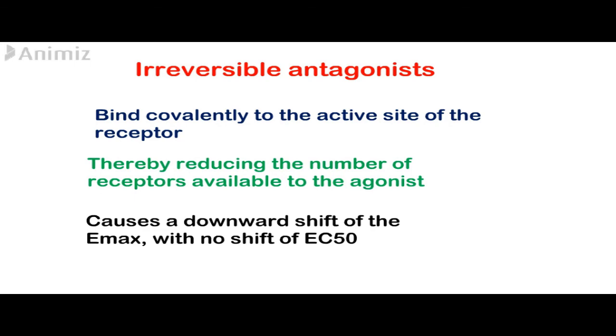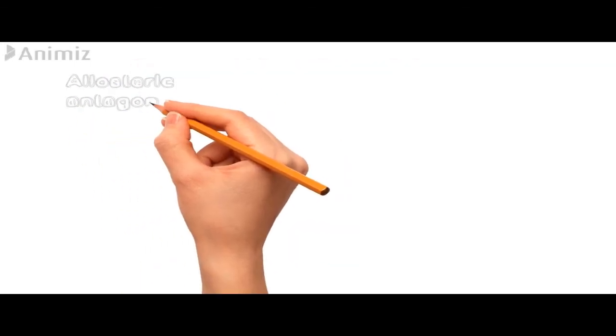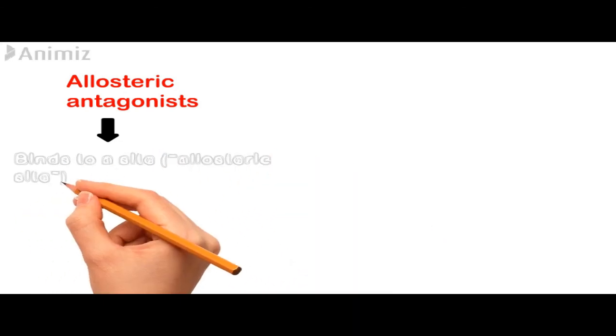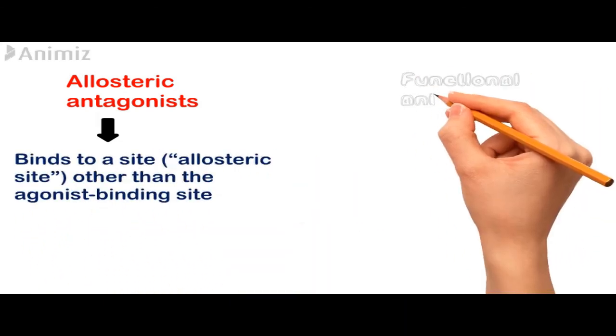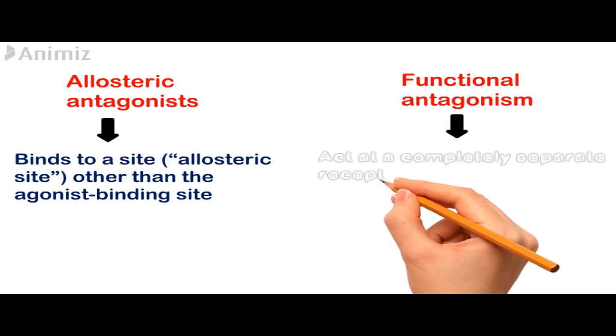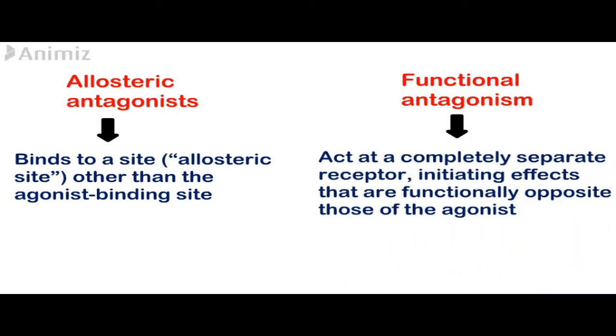The other non-competitive antagonist is the allosteric antagonist. This type also decreases the Emax. It is called an allosteric antagonist because it binds to a different site than the one the agonist binds to, and it will prevent the receptor from binding to the agonist. The last type of antagonist is functional antagonism, in which the antagonist acts at a completely separate receptor, but it can initiate effects that will functionally be opposite to those of the agonist.